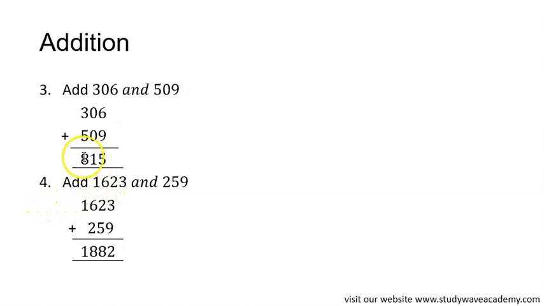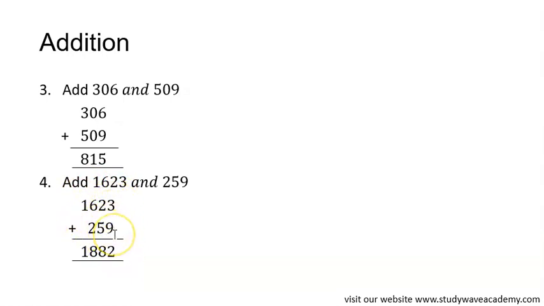Good. So next we have here, add 1623 and 259. Ones in ones, tens in tens, hundred in hundred, and thousand in thousands. Okay? You arrange them properly. When you're done, you start calculating from your right to the left. So start with the first digit.